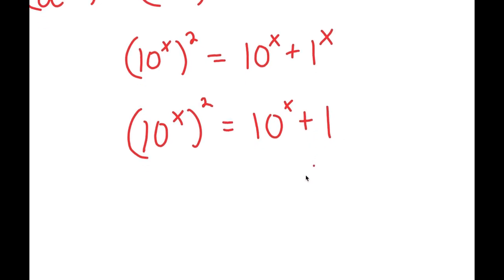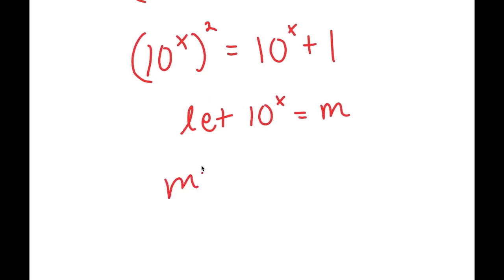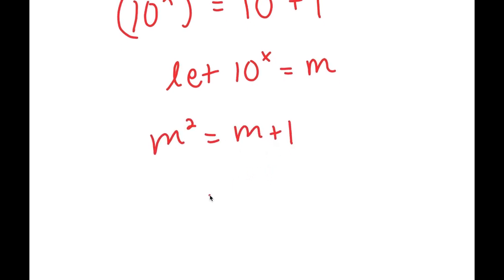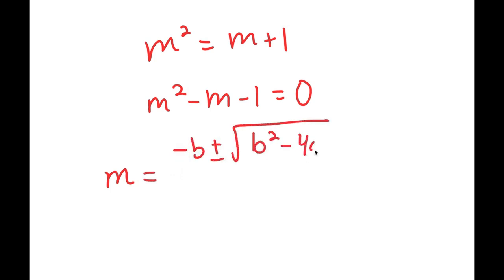plus 1. And now from here, I'm going to let 10 to the power of x equal to the variable m. So now I have m squared is equal to m plus 1. And this turns into m squared minus m minus 1 is equal to 0. Now I'm going to use the quadratic formula to solve this. So the quadratic formula is negative b plus or minus the square root of b squared minus 4ac all over 2a.